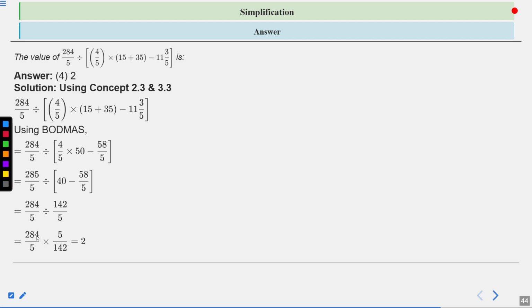So we get 284 upon 5 multiplying by 5 upon 142. So 5 and 5 will be cancelled out, and 142 goes 2 times into 284. So we get our correct answer, which is 2. So the fourth one is the correct answer of this question. Next one.